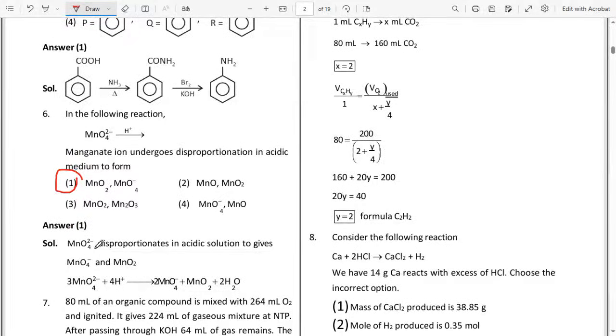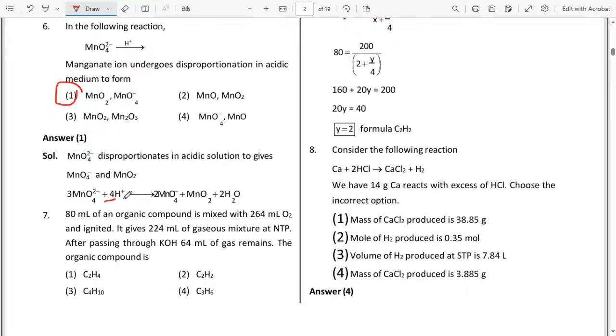So MnO4 2- disproportionates in acidic solution to give MnO4- and MnO2. Here 4 H+ are taken, and this is the balanced equation. Let us take question number 7.